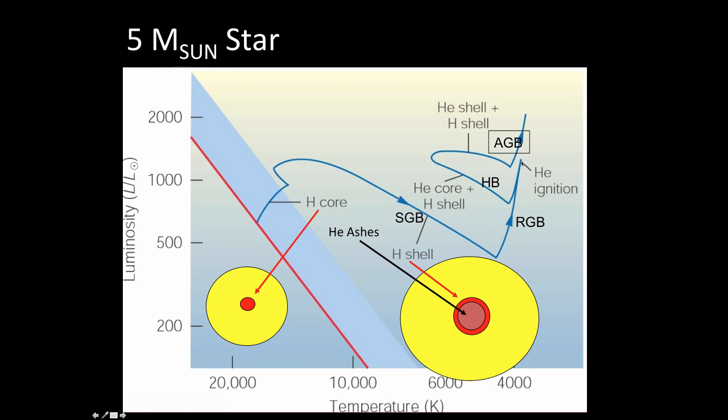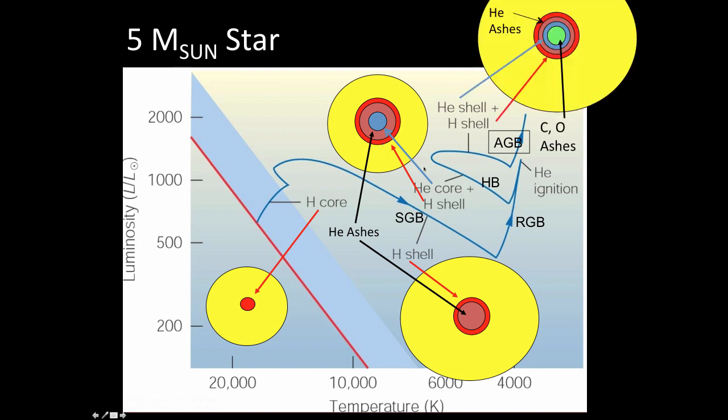The star then rapidly moves down here and onto the so-called horizontal branch. On the horizontal branch, you have a helium core in which helium is fusing into carbon and oxygen. Surrounding that, you have helium ashes, and then surrounding that you still have the hydrogen burning shell. Eventually you move up along the asymptotic giant branch. This occurs when the helium in the very center of the star is now used up and you just have carbon and oxygen ashes. This is surrounded by a helium burning shell, which is surrounded just by helium ashes, which is surrounded by a hydrogen burning shell.